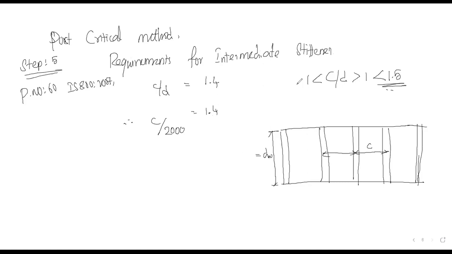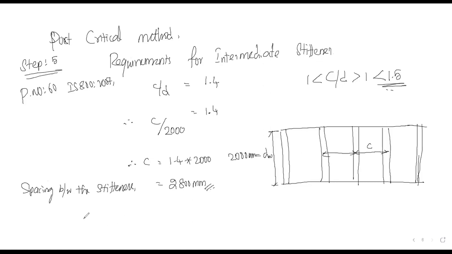It is 2000. Therefore spacing C is equal to 1.4 into 2000, so it becomes 2800 mm. So the spacing between the stiffeners is 2800 mm. Then how many stiffeners do we require?